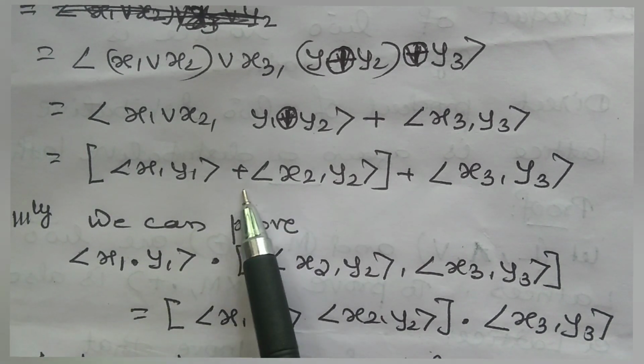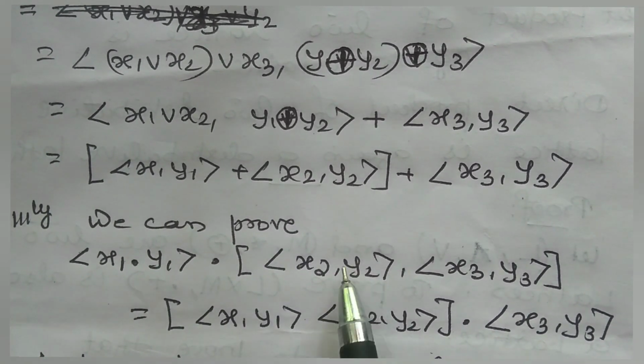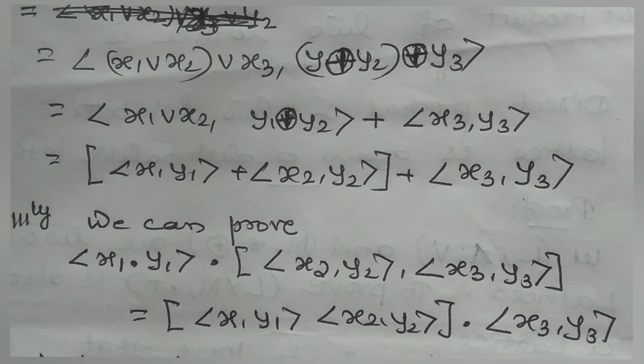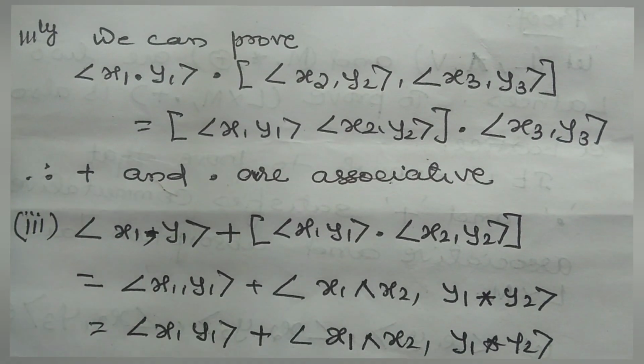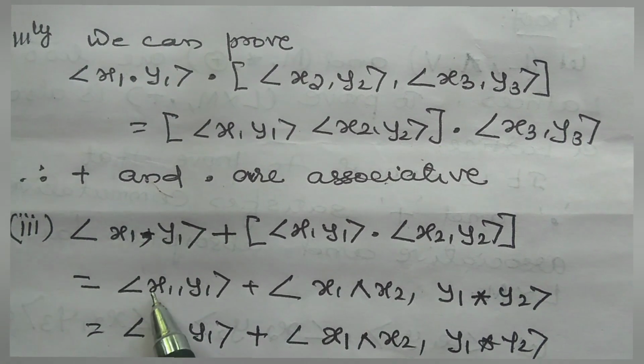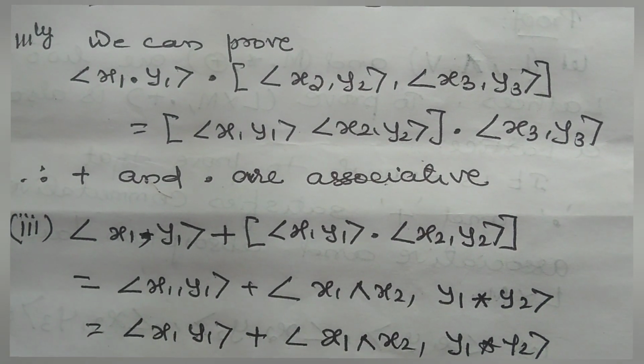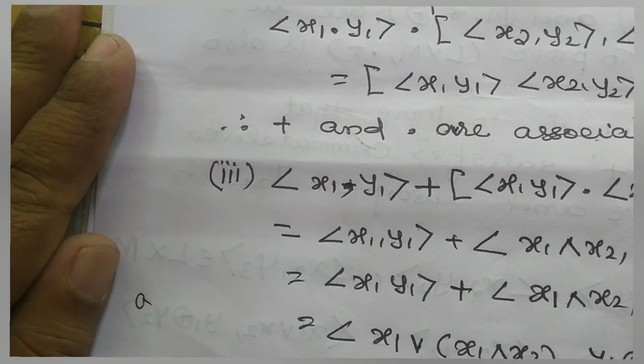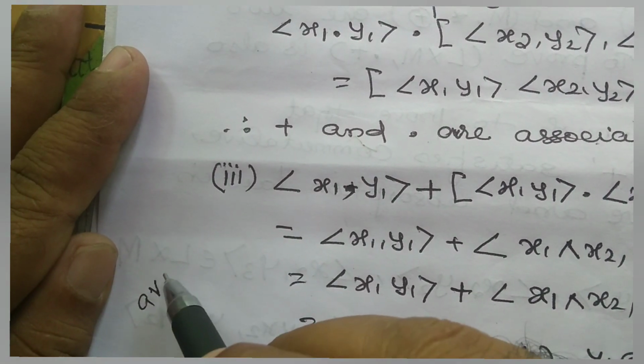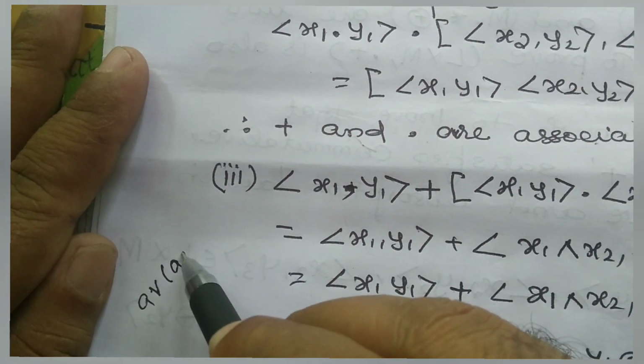Similarly, we can prove it for dot. Hence, plus and dot are associative. Okay. Now, last one, absorption law. What is the absorption law? Absorption law is A or (A and B).